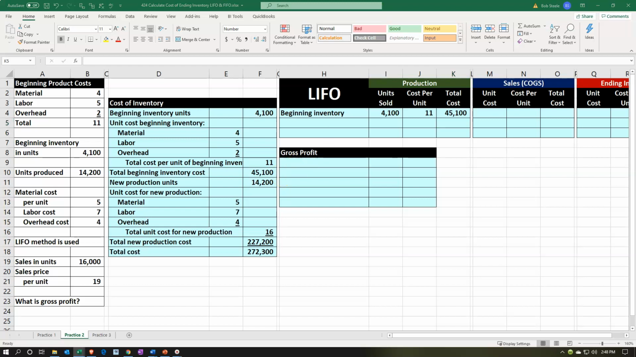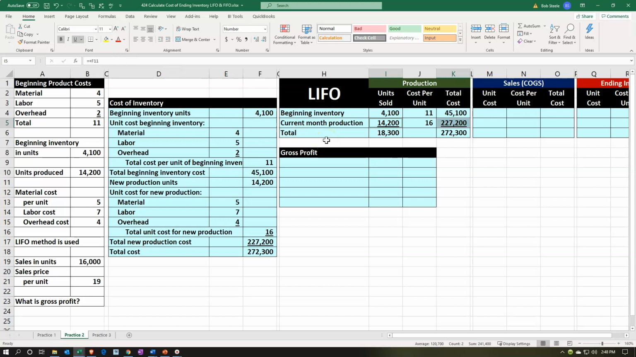And then we produced more units, meaning we made 14,200 in the current month. And those cost, as we figured down here, 16 per unit for material, labor, and overhead. Multiplying them out, the 14.2 times the 16 gives us the 227.2. That gives us a total: if we sum this up, the sum of the units, 18.3 in units, the sum of the cost in dollars for the inventory, the 272.3. I'm holding down Control to select two non-adjacent cells, home tab, font, underline.